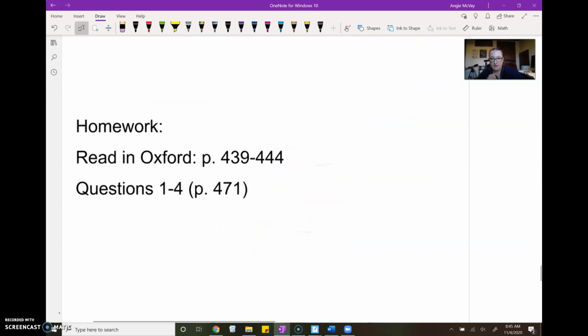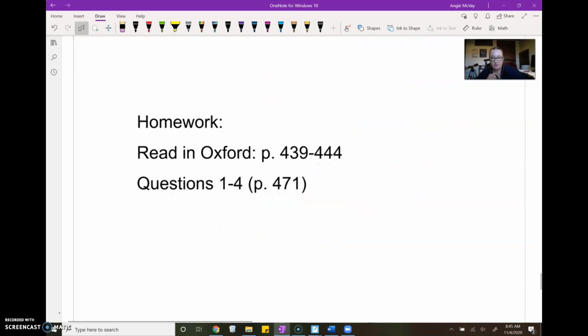All right, and then in Canvas today, I posted a little bit of homework. So take a look at pages 439 through 444 in your Oxford textbook. That'll be your reference, in addition to the notes today, for answering questions 1 through 4, right on page 471, and that's in the back of topic 11.